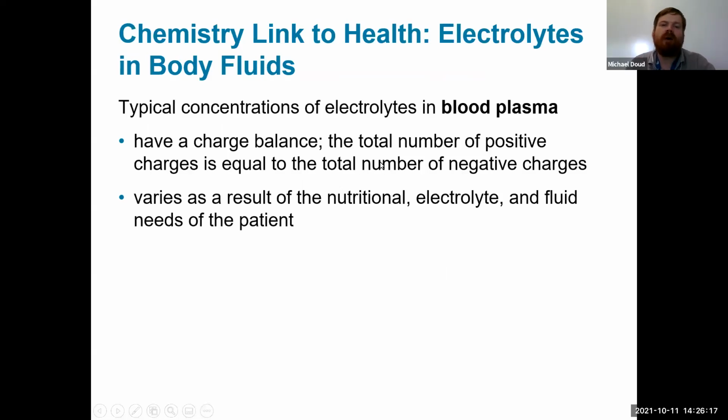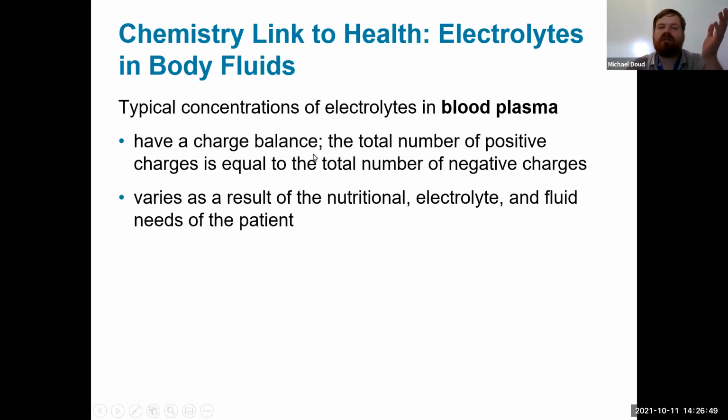Okay. Now, how about electrolytes in body fluids? So this is what we were talking about before at the beginning. For blood plasma, for example, remember, plasma is the liquid component of your blood. If you were to take a sample of blood and let the blood sit, the plasma floats to the top, while the blood cells and the other stuff all settle to the bottom. The blood plasma is like the aqueous component of the blood.